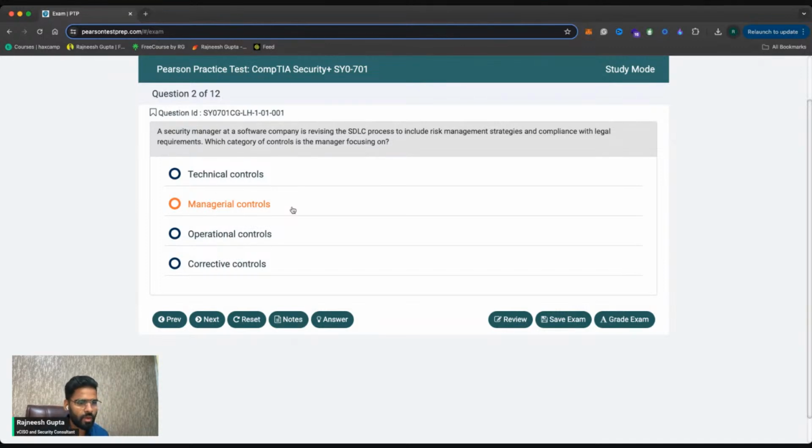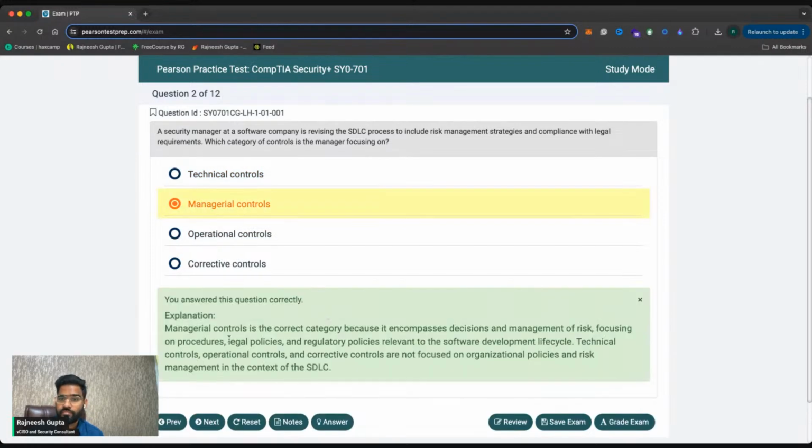I got the answer from Abhinav, Oiza: managerial control. So we got two managerial control answers, but it's not technical, right? So either it could be technical or managerial, right? Let's go for managerial and let's see the answer.